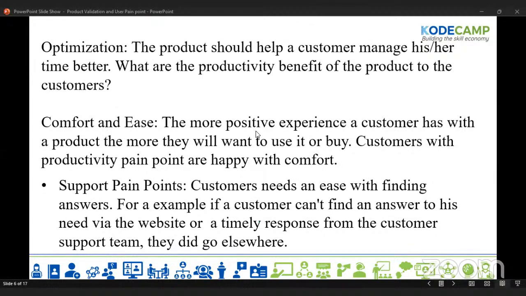That's comfort and ease. For the support point, customers need ease in finding answers, right? For example, when I say I'm looking for furniture in your company, you can make that a product feature and it drops down for me: office furniture, home furniture, and other furniture. The product will be broken down.